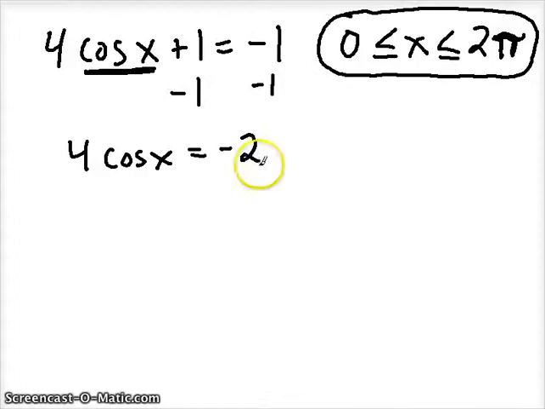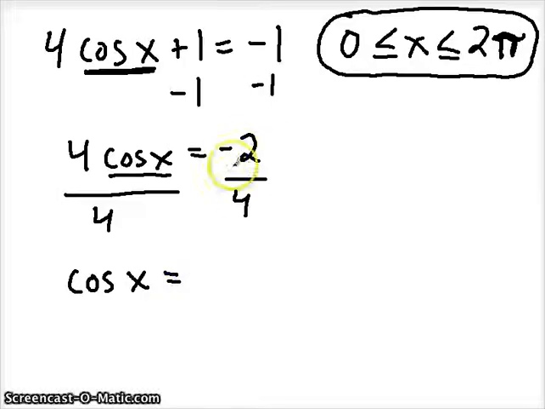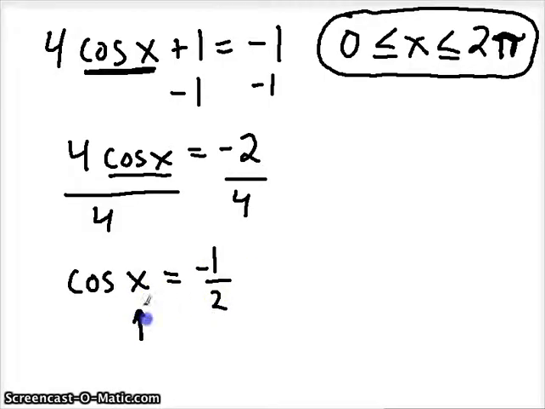So that leaves behind this. And I'm still trying to get cosine by itself. Now I have to undo this multiplication. Let's divide by 4. So now we finally get to the good stuff. I'm going to reduce to -1/2. So now I'm looking for an angle that corresponds with a cosine value of -1/2.